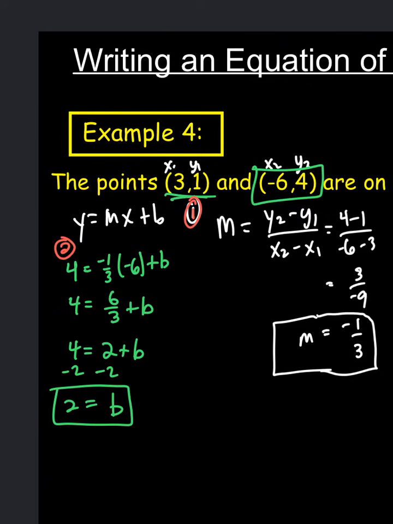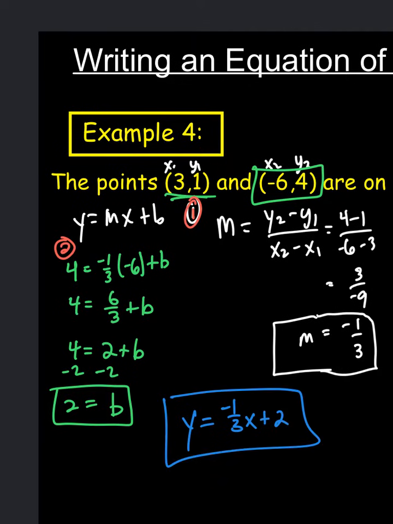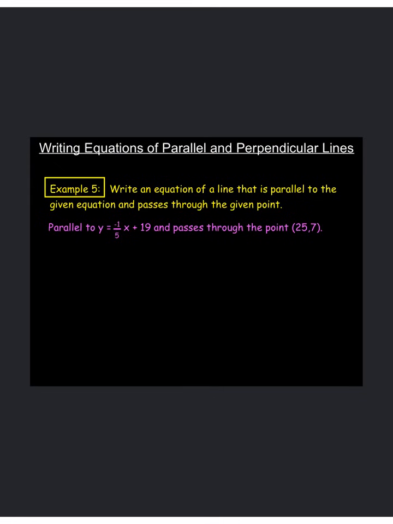So our final equation is y equals negative 1/3 x plus 2. We've got our slope and our y-intercept. We just plug them in. All right, next, let's talk about parallel and perpendicular lines. So this is the last idea for this video.